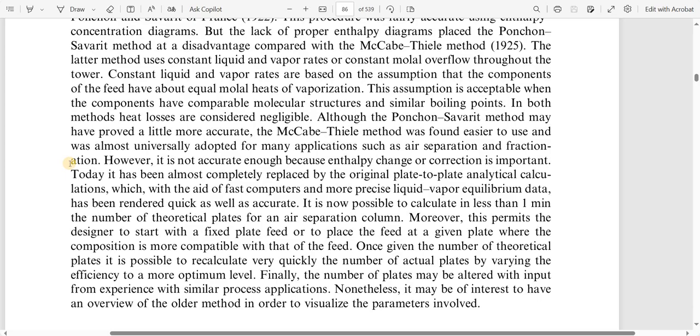Today, it has been almost completely replaced by the original plate-to-plate analytical calculation, which, with the aid of fast computers and more precise liquid-vapor equilibrium data, has been rendered quick as well as accurate. It is now possible to calculate in less than 1 minute the number of theoretical plates for an air separation column. Moreover, this permits the designer to start with a fixed plate feed or to place the feed at a given plate where the composition is more compatible with that of the feed.